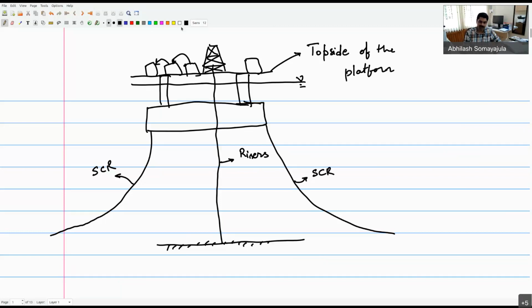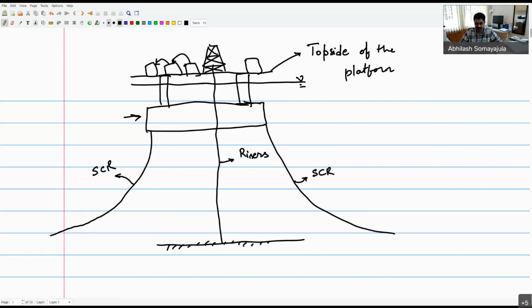Typically you will not construct this as a single piece. You will construct the semi-submersible separately, float it in, and then tug it in here. So there will be tugboats pulling it and bringing it to the site location. And then on top of that, you have to install this top side so that the drilling rig, or the so-called production platform, becomes operational. Is everybody with me so far?